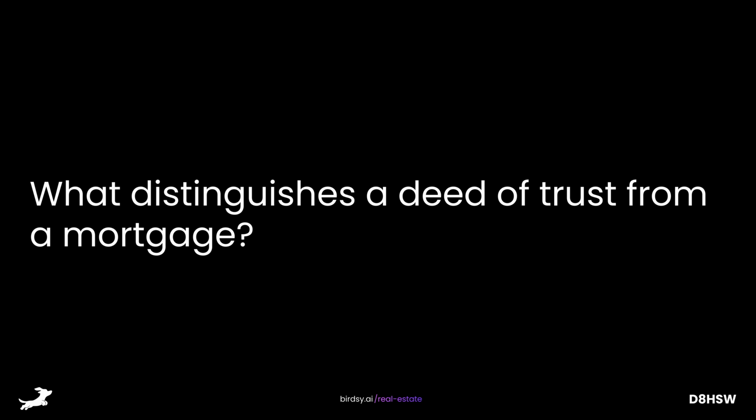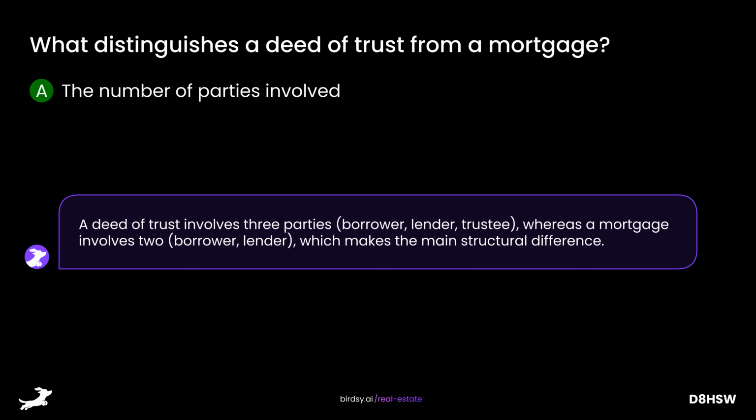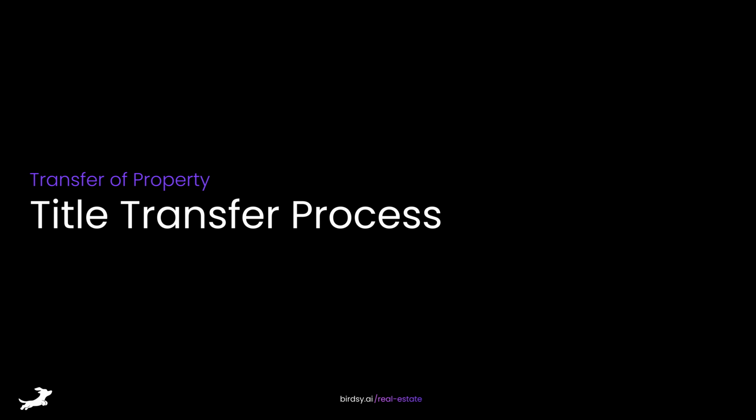What distinguishes a deed of trust from a mortgage? Is it A. The number of parties involved, B. The type of property conveyed, C. The interest rate applied, or D. The method of foreclosure? The answer is A, the number of parties involved. A deed of trust involves 3 parties: borrower, lender, trustee, whereas a mortgage involves 2: borrower, lender, which makes the main structural difference.